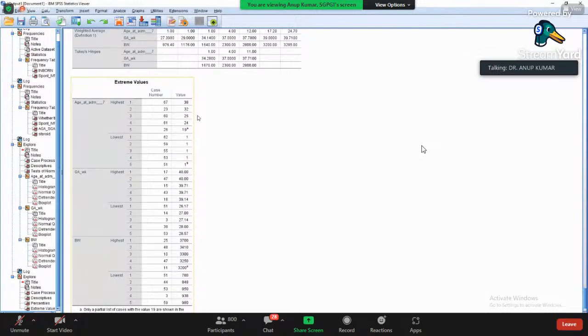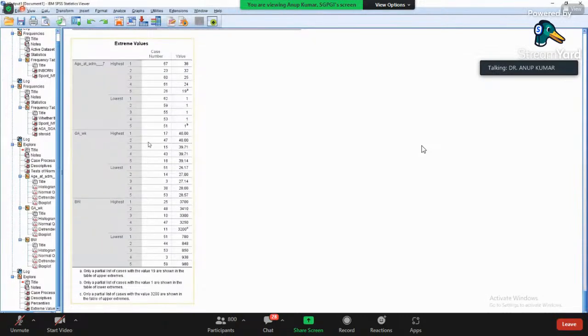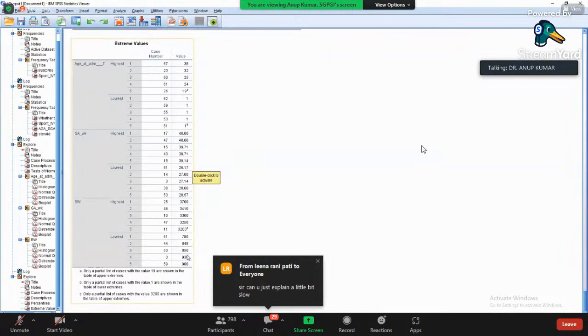Similarly, the five lowest values. For gestation age, the five highest and five lowest values are given, and for birth weight, the five highest and five lowest values are also given. From here you can decide, as a principal investigator, what your outliers are and whether we should keep them for analysis or not.